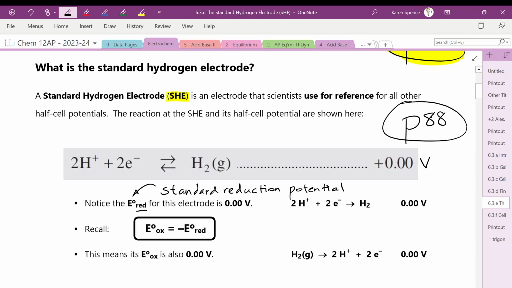So if E0 of reduction is 0.00 volts, what is the E0 oxidation for H2? What if we're going backwards, from H2 forming 2H+ and 2 electrons? It is still 0 because the oxidation potential on one line is the opposite of the reduction potential on the same line, and the opposite of 0 is still 0. Okay.